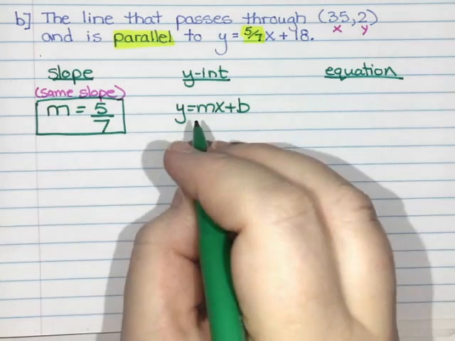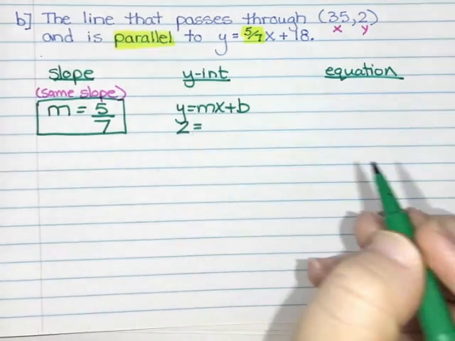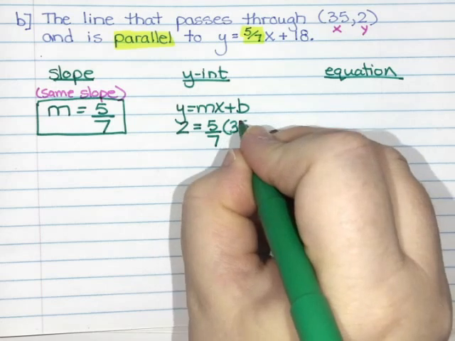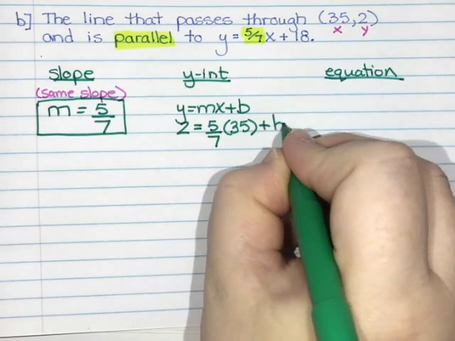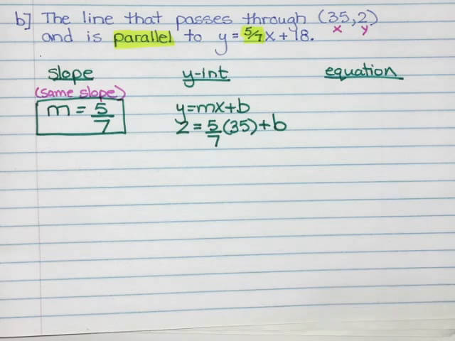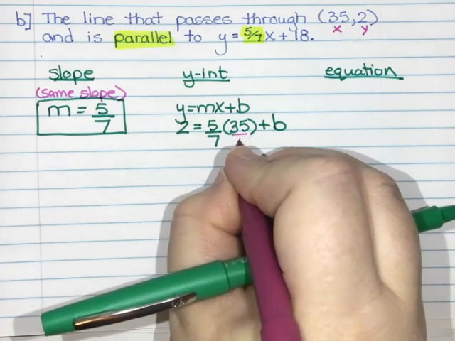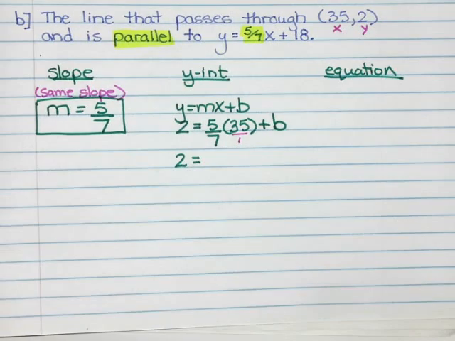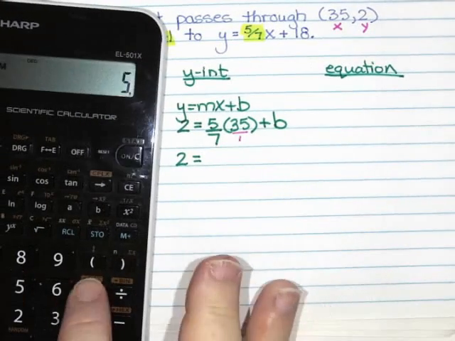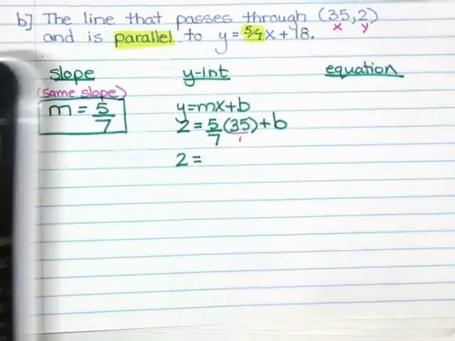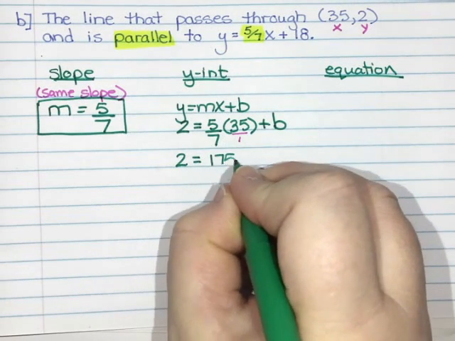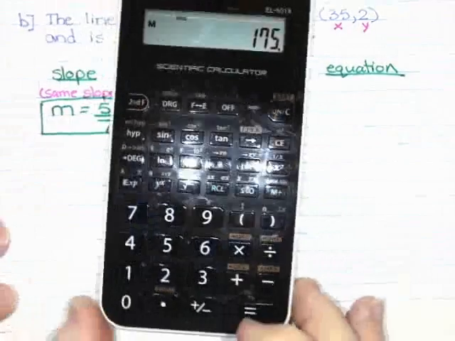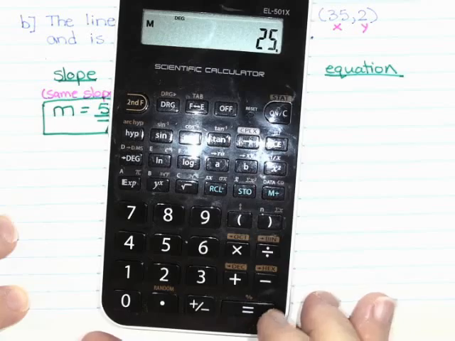So 2 equals m, that's 5 over 7, times x, which is 35, plus b. I need to multiply 5 over 7 and 35. That 35 is secretly over 1, so I get 2 equals 5 times 35 is 175, over 7 times 1 is 7. 175 divided by 7 is 25.